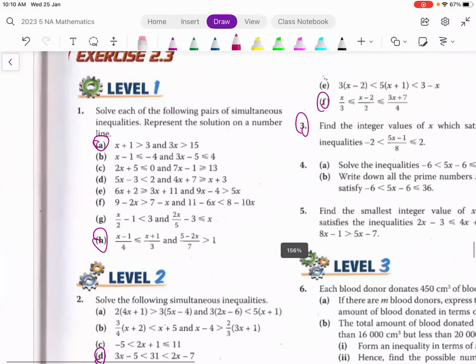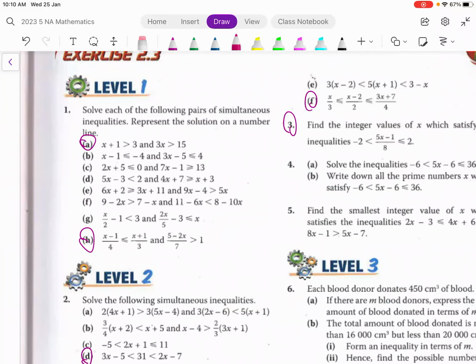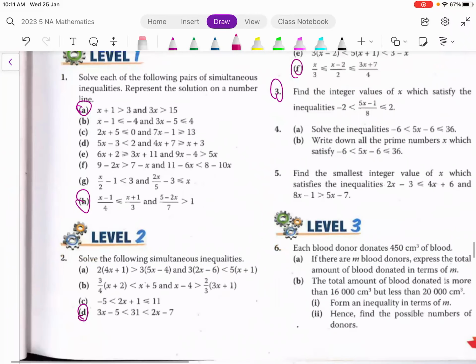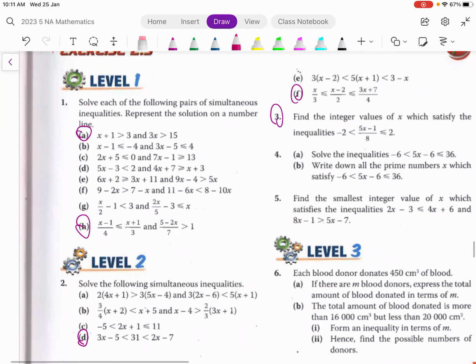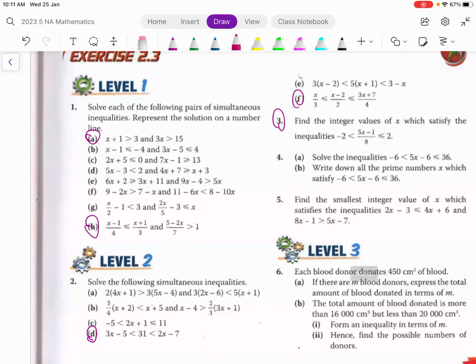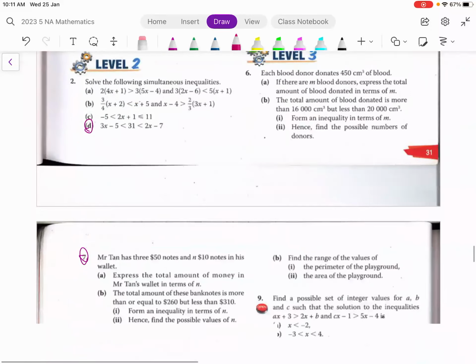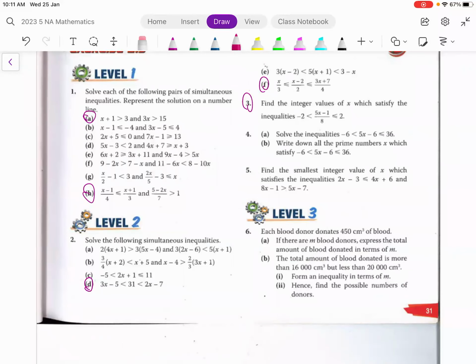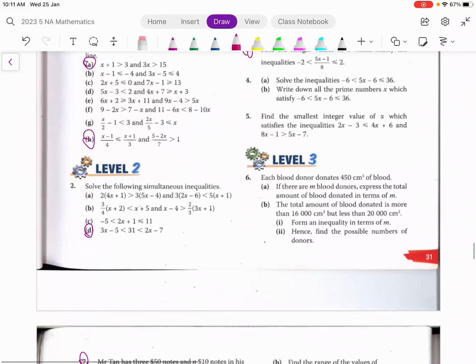Please copy them now. Question 1A, 1H. For those of you who don't have your textbook, I suppose your friend will take a photo of the questions and send them to you. 1A, 1H, 2D, 2F. And then questions 3 and 7. Okay, any questions?